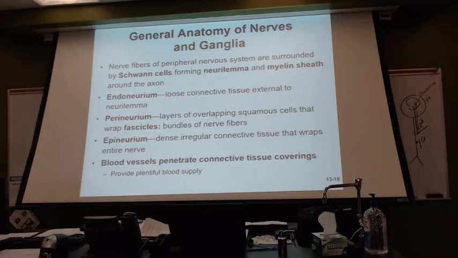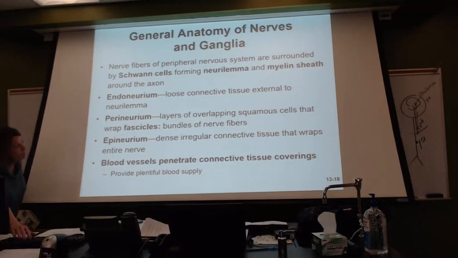They are covered by the myelin sheath, which I keep mentioning. Schwann cells give rise to the myelin sheath. Once again, 1, 2, 3 coverings. Endo, peri, epi. Endo inner, peri middle, epi to the outside. These are connective tissue wrappings. Endo is going to be connective tissue that will be closest to the fibers. Peri would be the middle. Epi, that whole outer portion of that nerve.